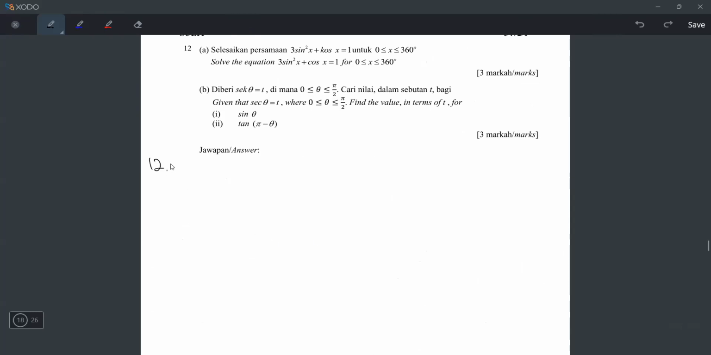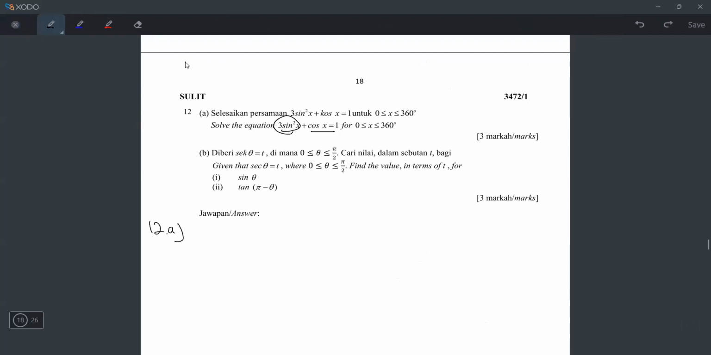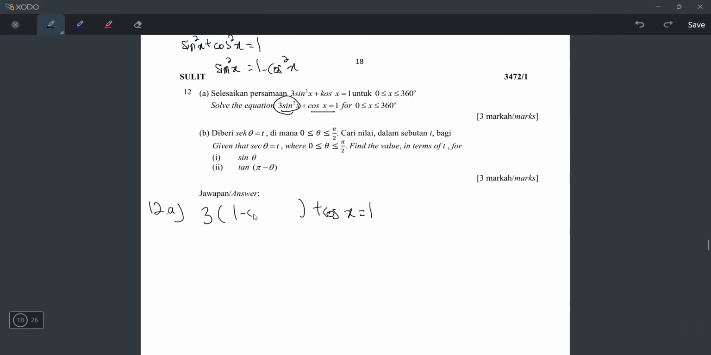This is obviously trigonometry. Solve the equation 3 sine square x plus cos x equals 1. The moment you see square, we can use the basic identity. The first one you memorise is sine square plus cos square equals 1. It means if I want to find sine square, I can move across, and it becomes 1 minus cos square x. Because my equation now has both sine and cos, but I can make it so that it only has cos, then it becomes easy to do. How to make it only have cos? Change the sine square to 1 minus cos square.